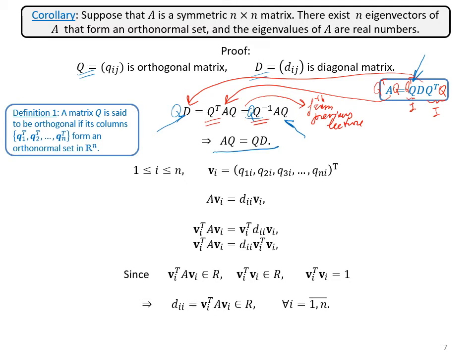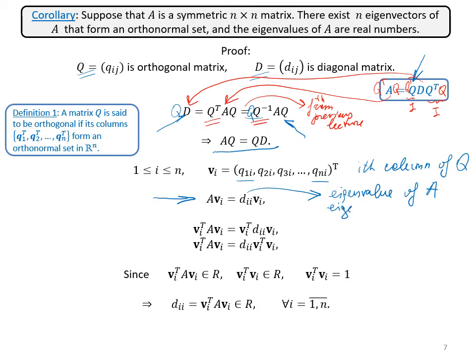Now, let's consider Vi, with components Q1i and so on, Qni, being the ith column of matrix Q. Then we can write down this equality, and dii will be an eigenvalue of our matrix A with eigenvector Vi.